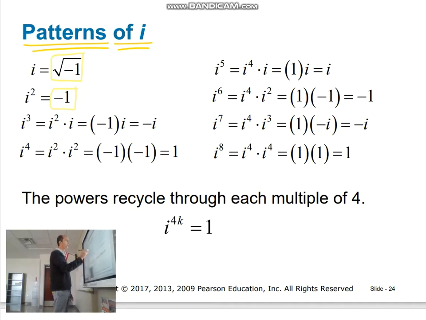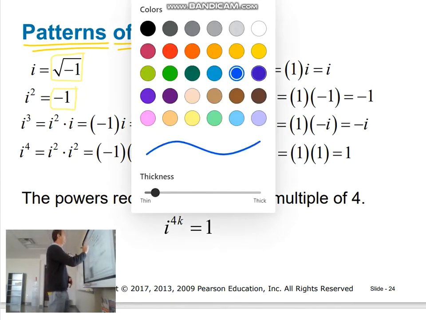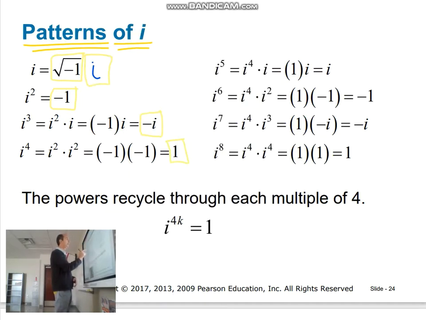going to find i cubed. i cubed is -i, and i to the 4th, you can calculate by multiplying i squared times i squared, which is equal to 1. So we have this sequence: square root of -1, which is just i, -1, -i, 1. Let me write this down. This is i, right? So this is the sequence: i, -1, -i, 1.